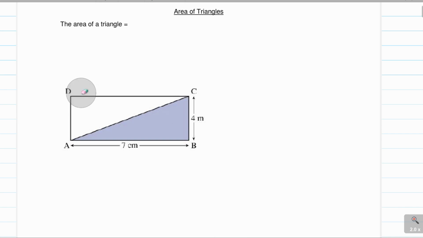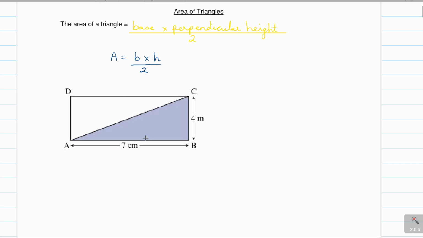Okay, so let's look at the area of a triangle. Now, the area of a triangle is given by base multiplied by perpendicular height, and all that divided by 2. So this is your formula. And if we wanted to use symbols, we would use capital A for area, B for base, H for height, and divided by 2.